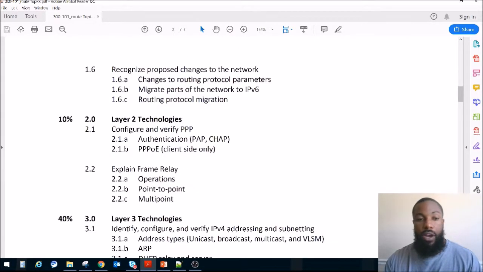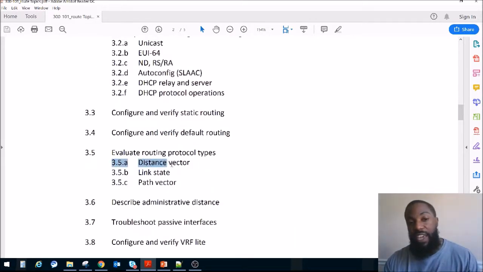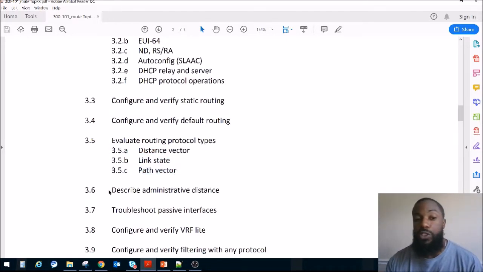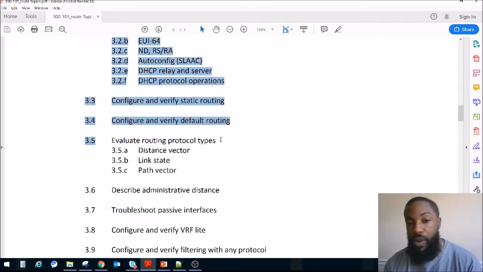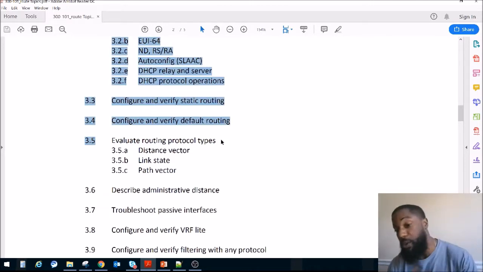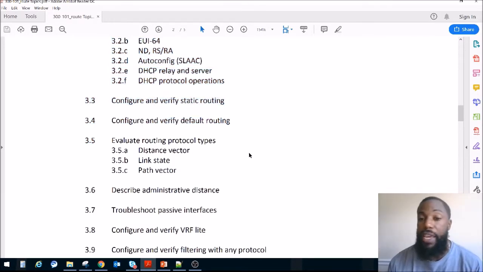We just wrapped up section 3.5a, distance vector. Right? There's three types of routing protocols: distance vector, link state, and path vector. We did distance vector. Today we're doing link state. After that, we're going to do path vector and finally move on to describing the administrative distance. Remember, this is evaluating routing protocol types. So that means we're doing just theory today. We ain't doing no hands-on, right?